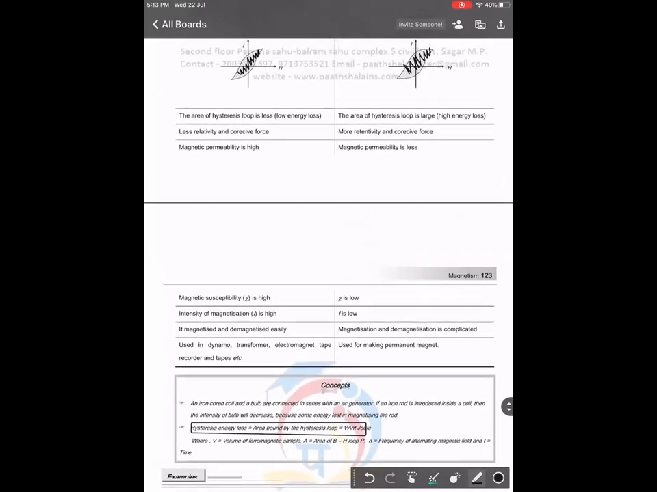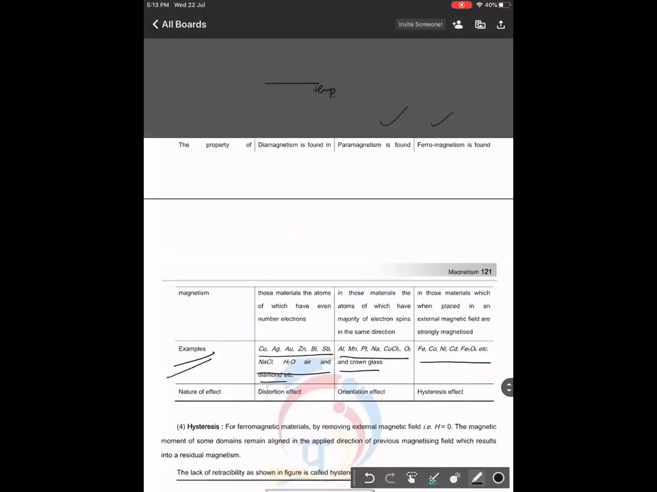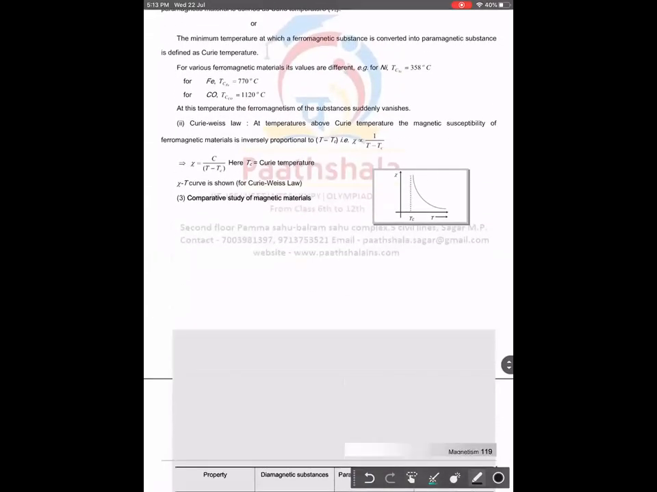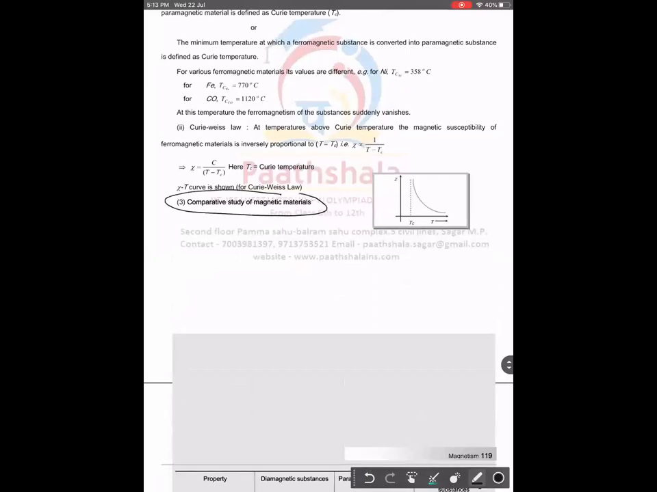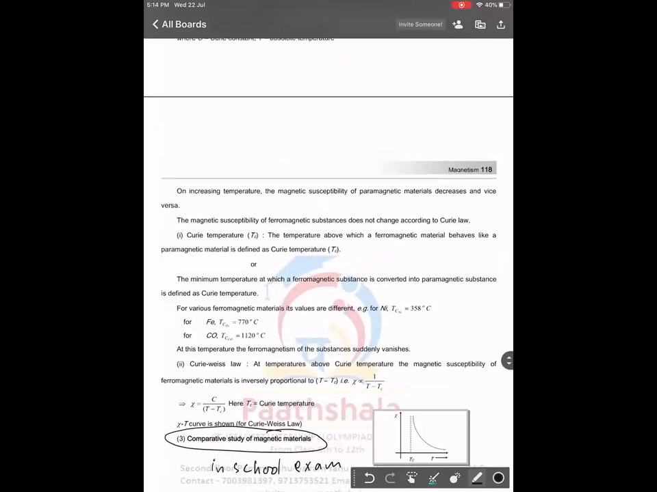But in this file, bachcho, magnetism is given in great detail. I have covered all the important points. Okay, this question is coming in your school. This difference in the comparative study of magnetic materials is coming in your school. But no problem for CBSE school students. It is not part of the CBSE board now. It is removed from the CBSE board. But I am not sure which part is removed, which part is still there. So please cross check once.